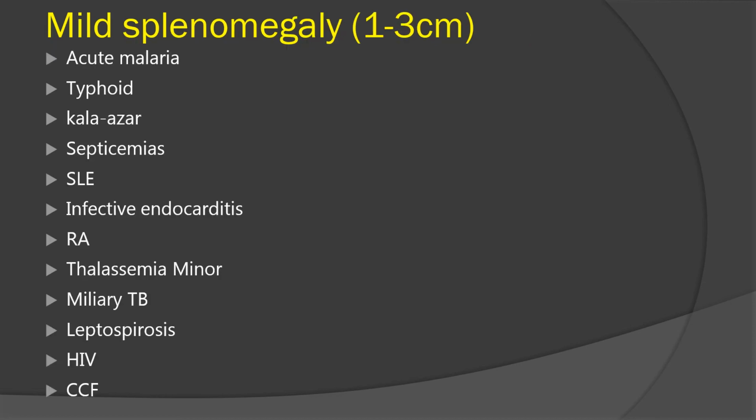Mild splenomegaly is seen in acute malaria, typhoid, Kala-Azar, septicemias, systemic lupus erythematosus, infective endocarditis, rheumatoid arthritis, thalassemia minor, miliary TB, leptospirosis, HIV, and congestive cardiac failure.